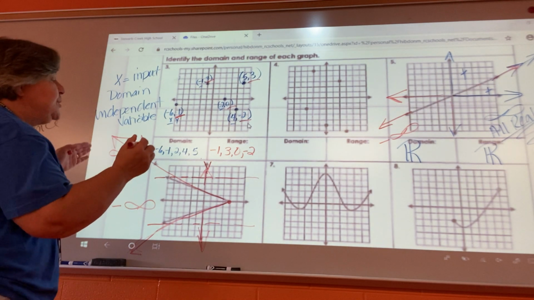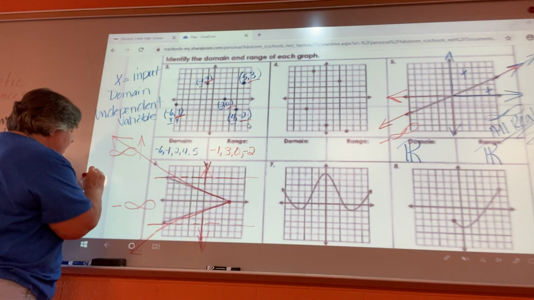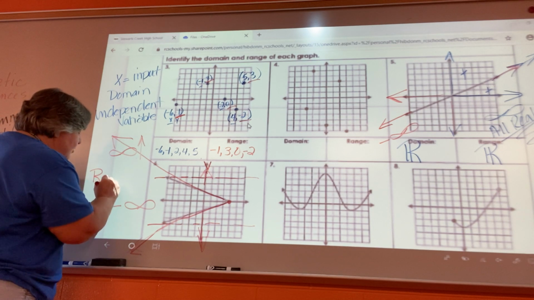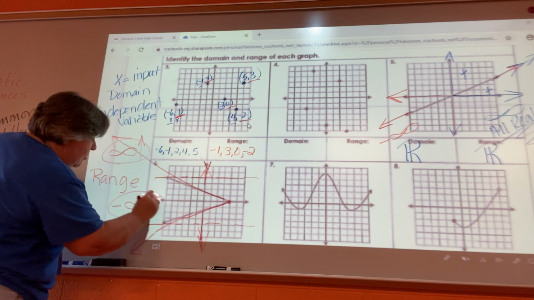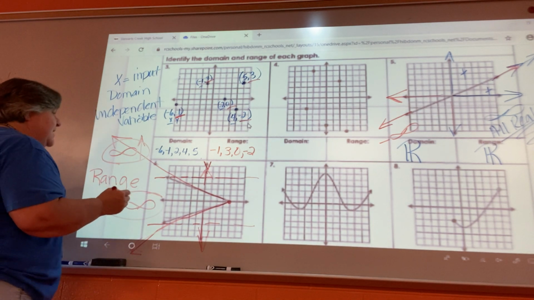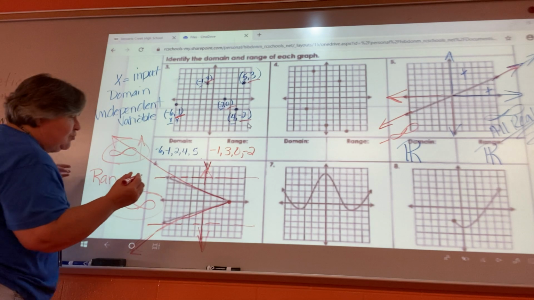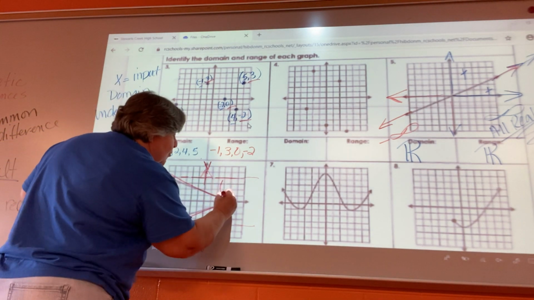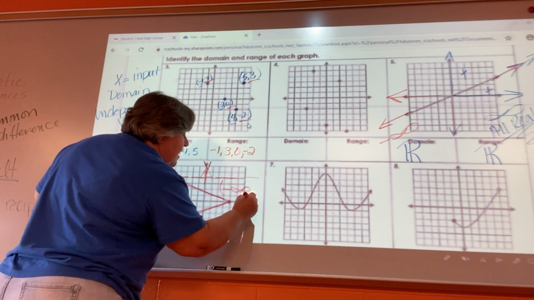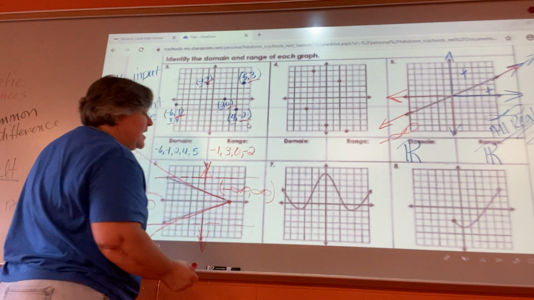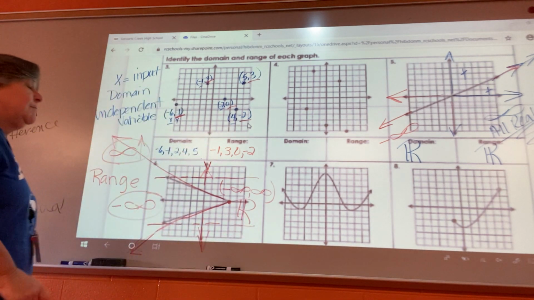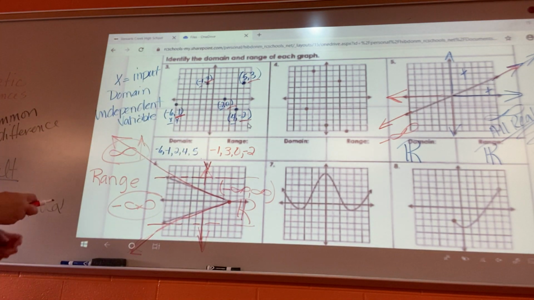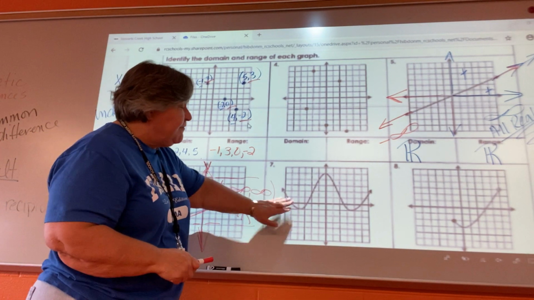So the range, the Y values, is here and here. So if we have a negative infinity and a positive infinity, which we can write in parentheses, negative infinity, positive infinity, that also stands for all real numbers. Okay, let's go to the next one. The next one is a little different.